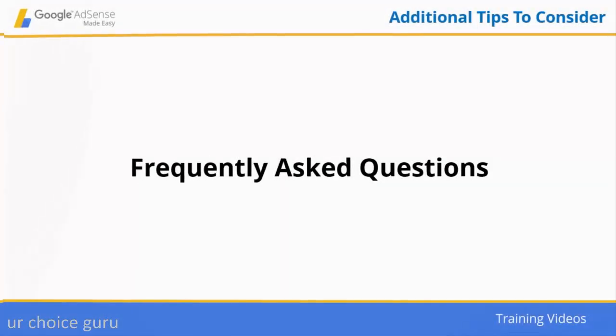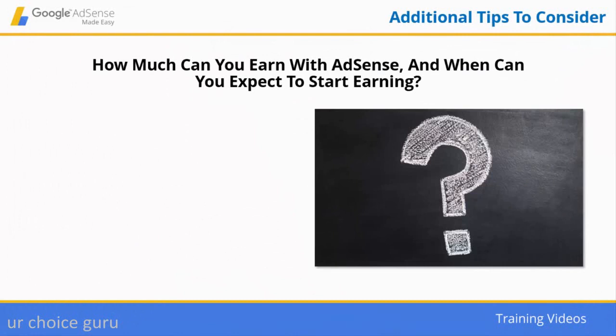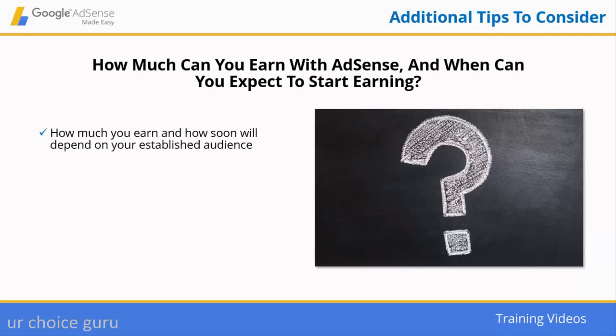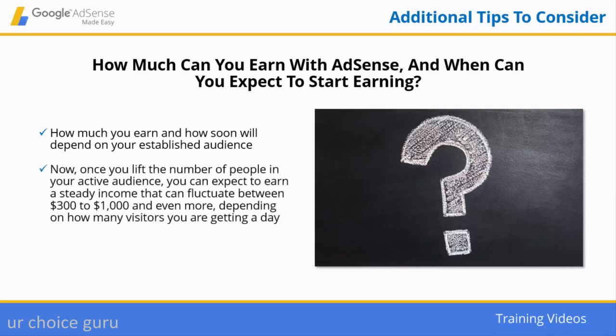Frequently asked questions. How much can you earn with AdSense, and when can you expect to start earning? How much you earn and how soon will depend on your established audience. If your site is just getting started and you are just joining the program, then you shouldn't expect to make much for at least a month. Now, once you lift the number of people in your active audience, you can expect to earn a steady income that can fluctuate between $300 to $1,000 and even more, depending on how many visitors you are getting a day. Ideally, you should aim for 10,000 visits a day on average to earn substantial income from AdSense.